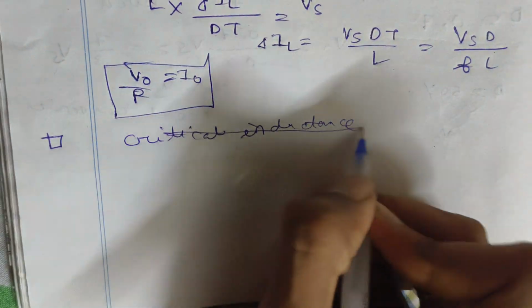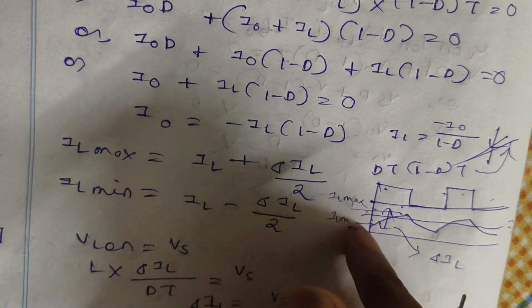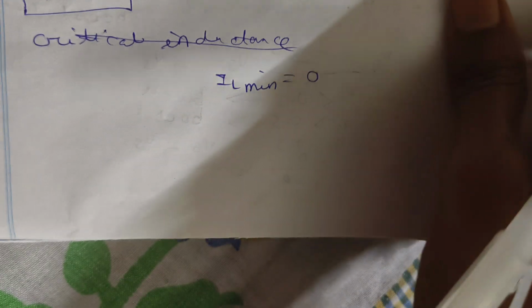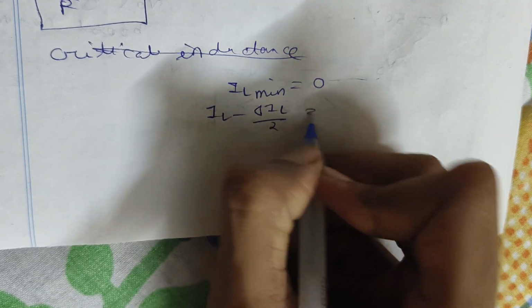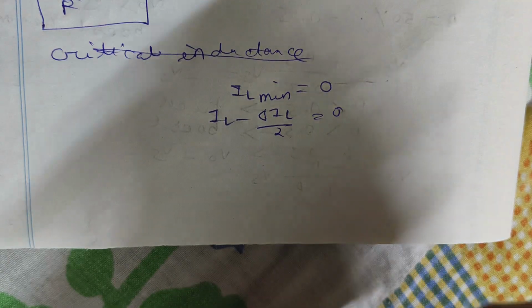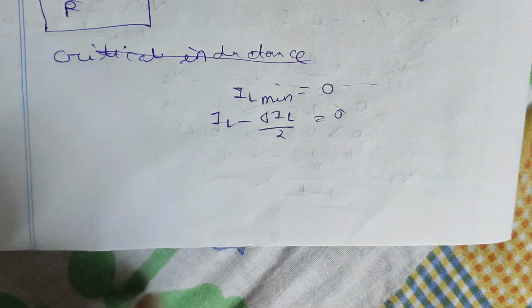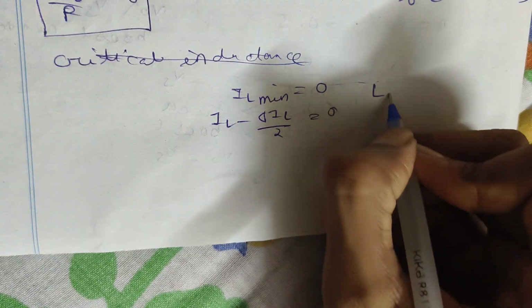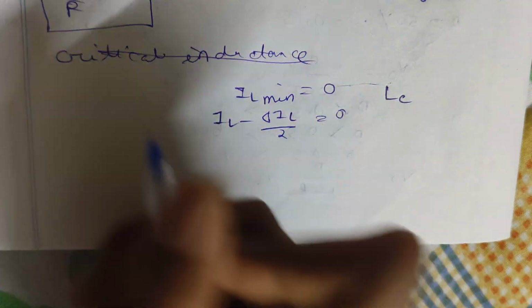What is the critical inductance value? Critical inductance value means IL minimum should be equal to 0. That means the charging will be starting from the minimum case, from the origin. So IL minimum is IL minus delta IL by 2, that is going to be equal to 0. Put the value of IL, put the value of delta IL by 2, you will get the value of the inductor L. In this case, that inductor is going to be LC, the C for critical inductance value.